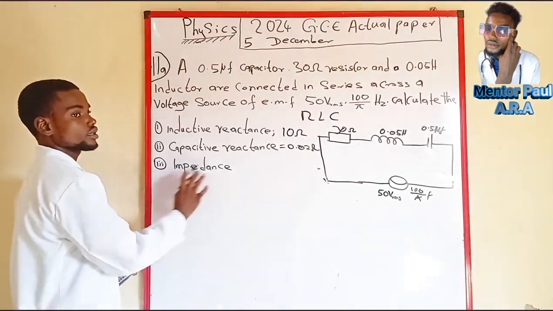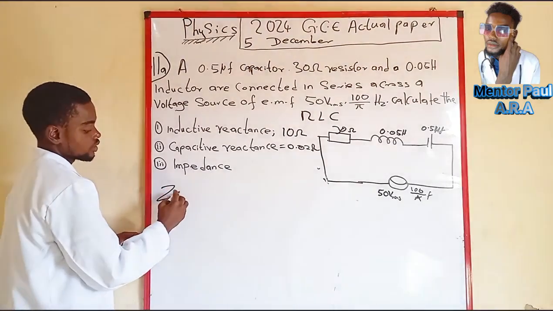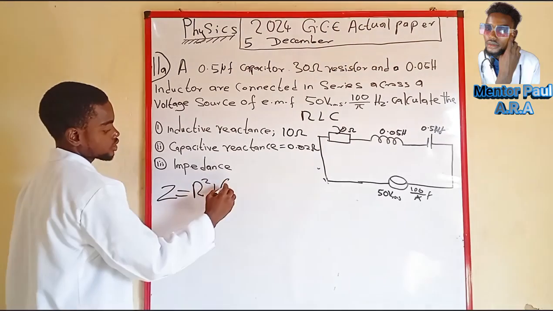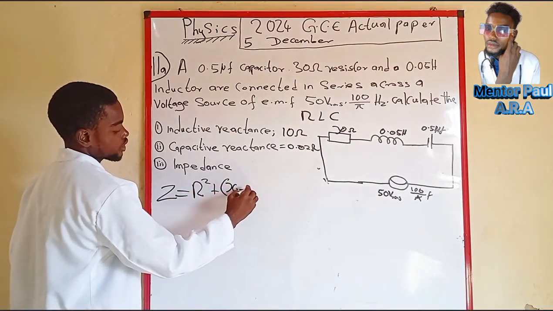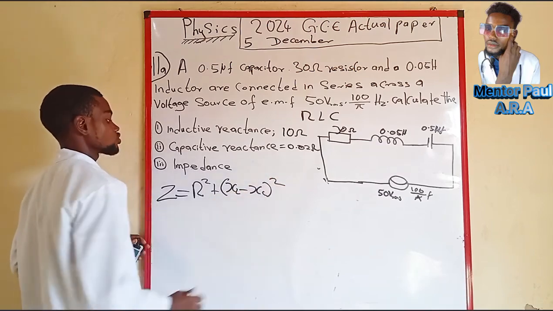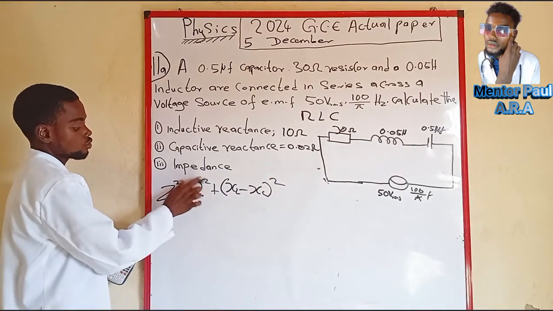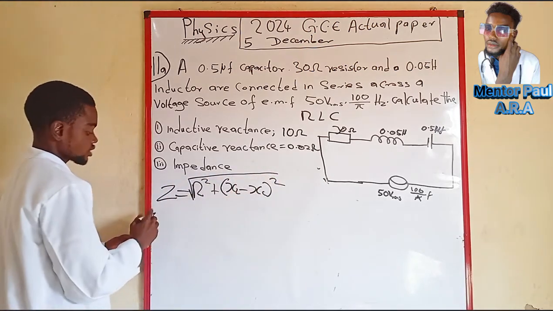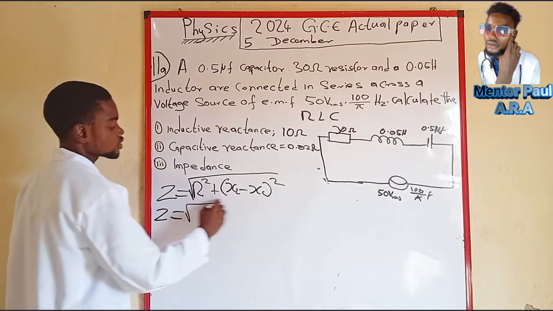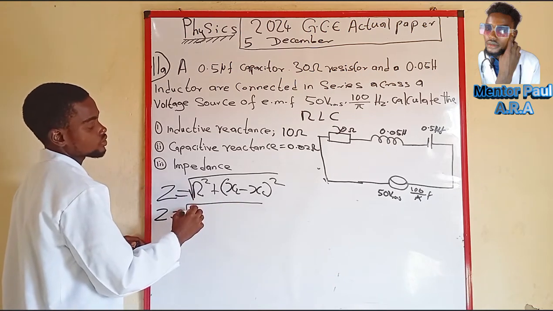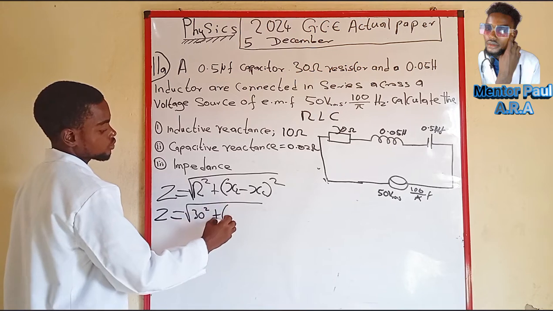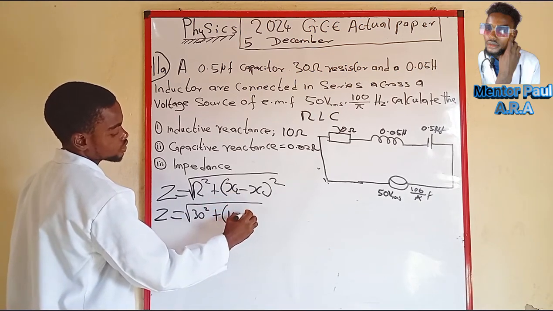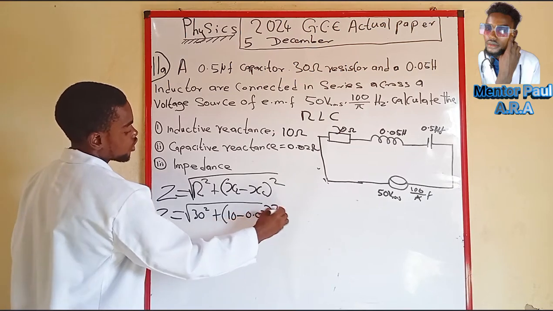The last one is the impedance. The impedance, represented as Z, is equal to the square root of R squared plus the bracket of inductive reactance minus capacitive reactance, all squared. Removing the square, I take the root of both sides. So Z equals the root of R, the resistor, 30 squared, plus the bracket, 10 minus 0.02, all squared.